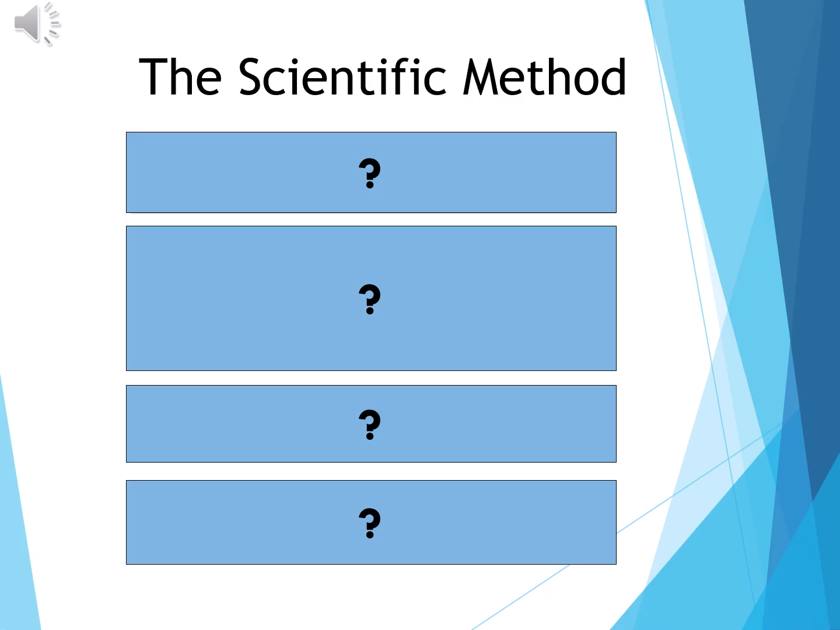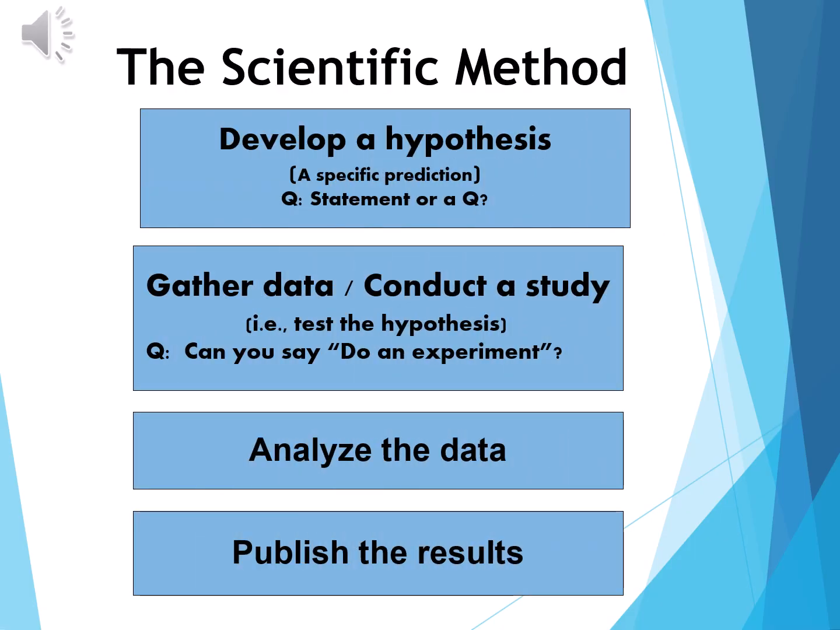Take a moment and see if you can remember the basic steps of the scientific method. So for our first step, we have develop a hypothesis. The asterisk means I'm going to have some cautions for you in the next slide based on common mistakes I see students make on tests.